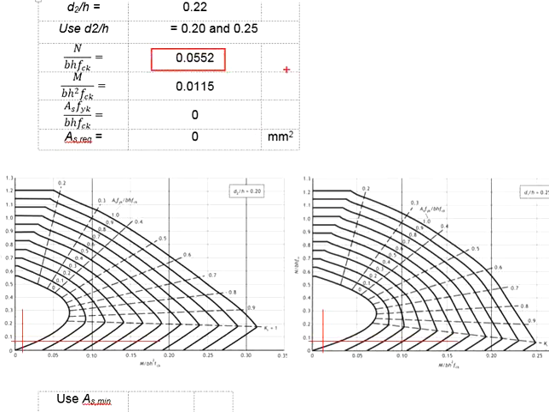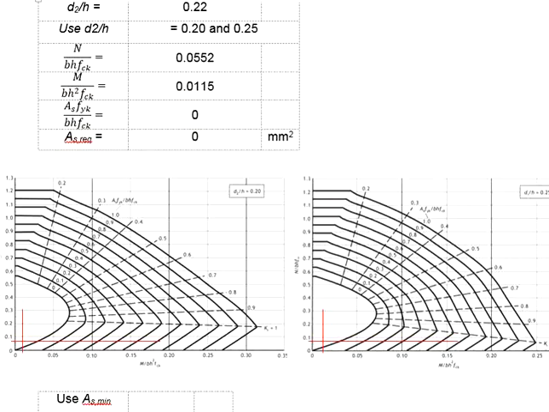Find the relevant value. 0.0552 will be represented by this line, and 0.0115 will be represented by this line. The two lines intersect at this region here, which theoretically the ratio of AS FYK per BH FCK is less than 0. That means no reinforcement bar shall be required.